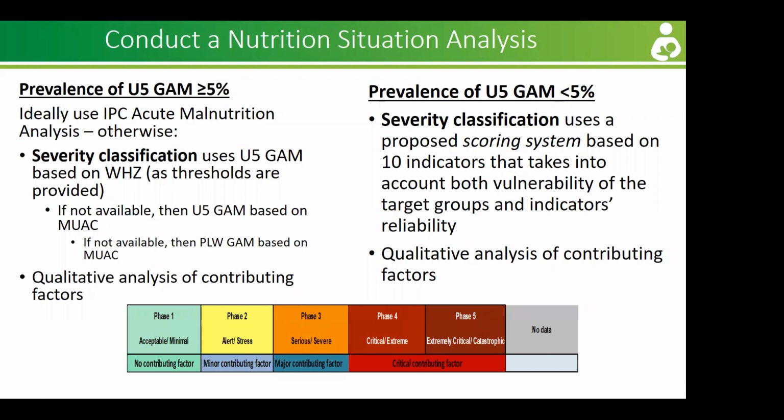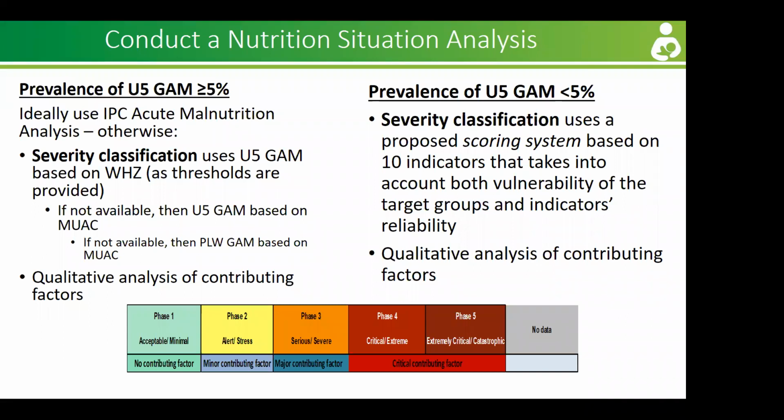In our third scenario, in cases where prevalence of under 5 GAM is less than 5%, the severity classification uses a proposed scoring system based on 10 indicators that take into account both vulnerability of the target groups and indicator reliability. The first, upper tier of the indicators includes exclusive breastfeeding for children 0 to 5 months, minimum dietary diversity, stunting and overweight, as well as anemia in children 6 to 59 months.